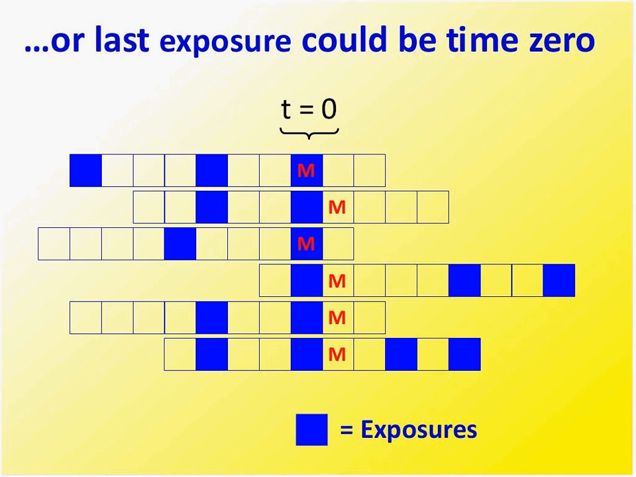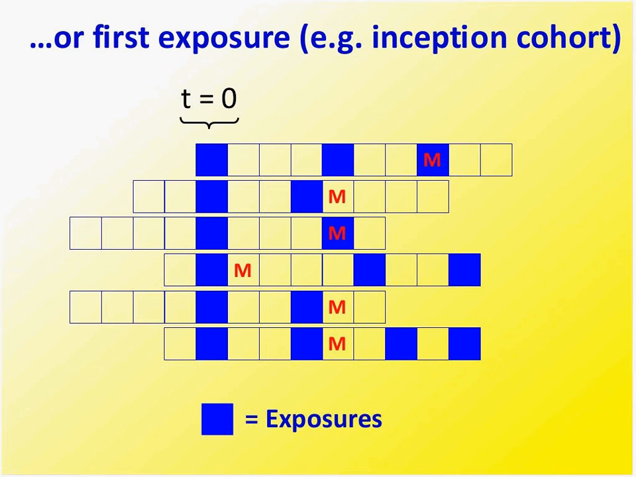We reschedule, shift these timelines back and forth until they were lined up with the last exposure. The exposure could be set as time 0, or could set as time 0 the first exposure, an inception cohort. And it's these lined up by exposure is what the distinctive feature of the controlled case series.